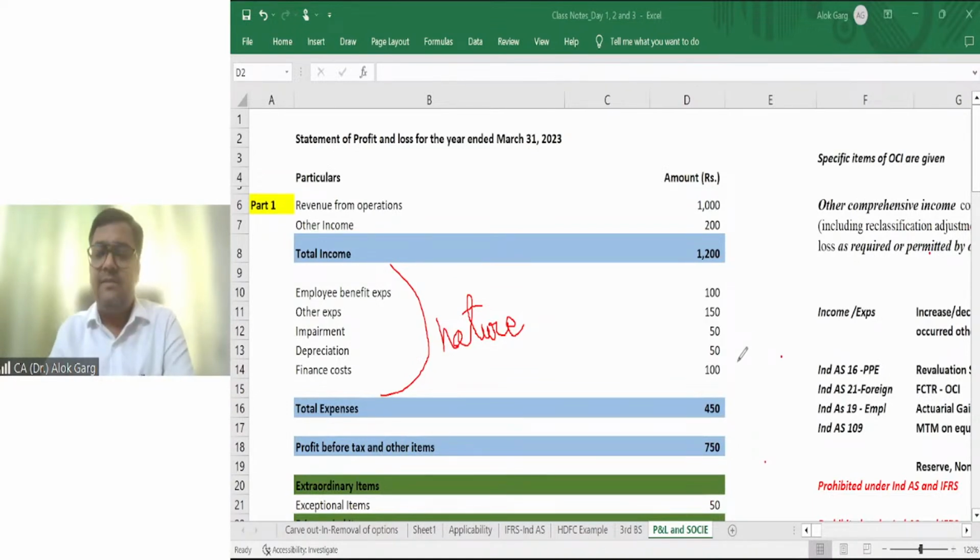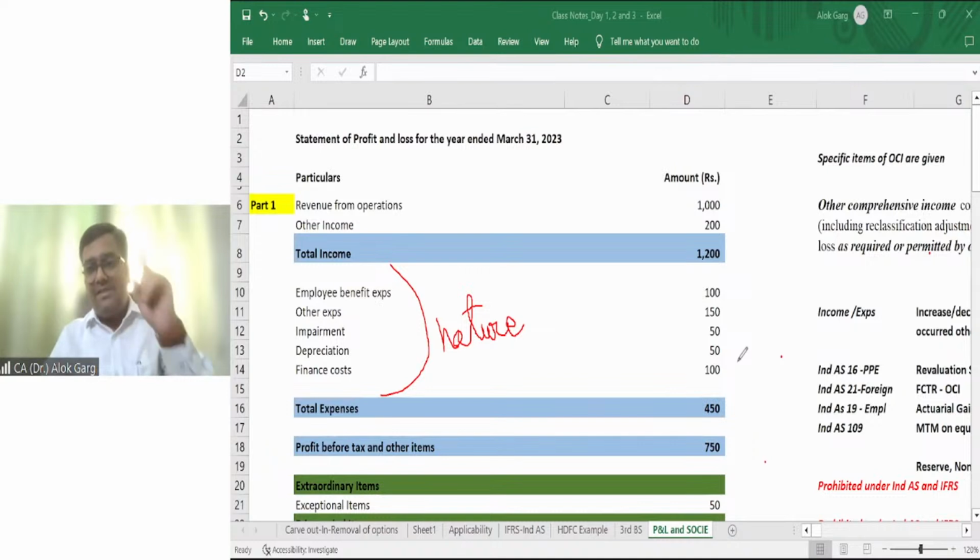Friends, in the first class, in overview and roadmap for implementation of Ind AS, I have explained that there are 2 classifications of expenses in the P&L. One is function based, one is nature based. Function based means like depreciation. Depreciation on factory building is shown as factory overheads, and depreciation on office building is shown as office overheads. This is a functional classification. What is a nature based classification? Doesn't matter whether the depreciation belongs to factory or office. If it is a depreciation, it has to be shown as a single line item, known as depreciation, right? That is how it is going to be disclosed.